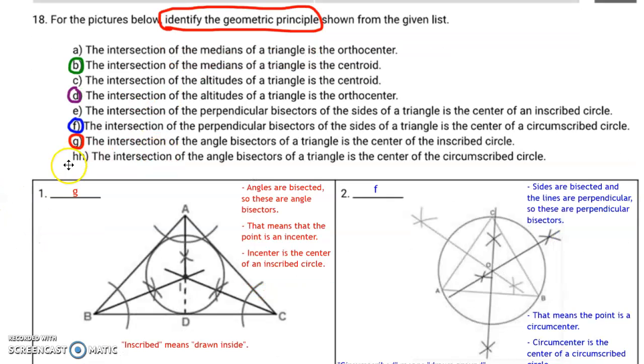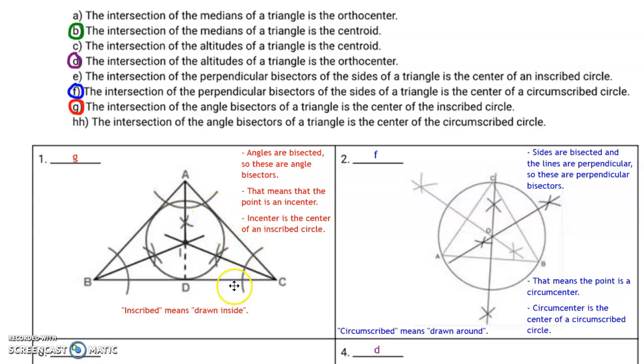All right. For the first one, we can identify the fact that these angles were bisected. This is a construction of an angle bisector. You can see the main arc here and the intersected arcs in the middle, and then that line drawn here, which means that it is an angle bisector. All these angle bisectors intersect at an incenter, and an incenter is the center of an inscribed circle. Remember, inscribed means drawn inside. Inscribed, drawn inside. So that is matching up with angle bisectors, but it's not the center of the circumscribed circle, it's the center of the inscribed circle. Angle bisectors means incenter means inscribed.